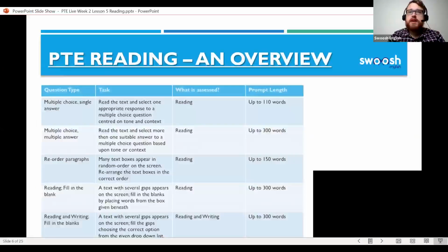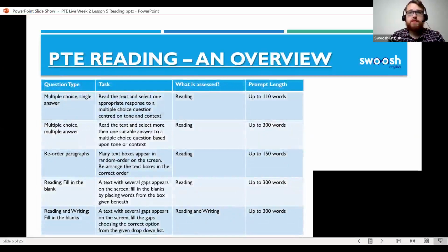And what exactly do you have to do for each of these tasks? So obviously, keep in mind all this information in your own time, but we're going to focus just on multiple choice, multiple answer today, because that is the task we're doing as part of this live lesson. So of course, you read the text and select more than one suitable answer to a multiple choice question based upon the tone or the content.